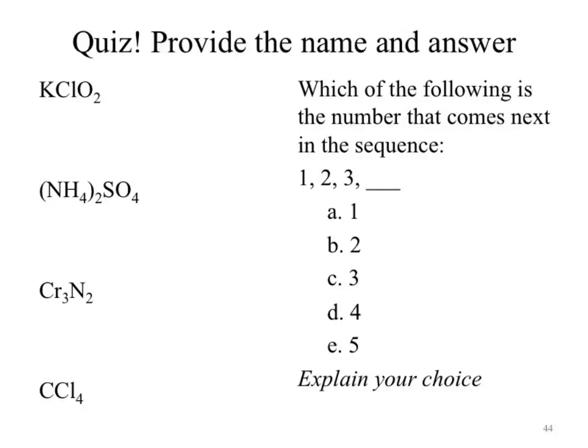Questions on this one. So we start off to go through and name. What do we have? Potassium, chloride, oxygen. Potassium. Then we have the complex ion, ClO2, so you would need to know how to name that one. It is named chlorite.